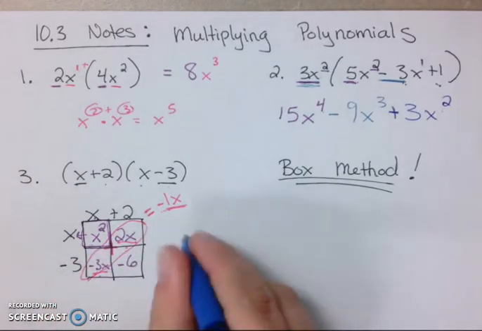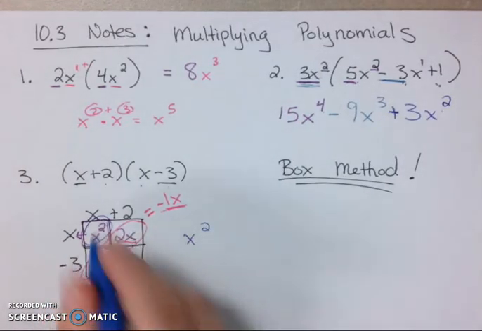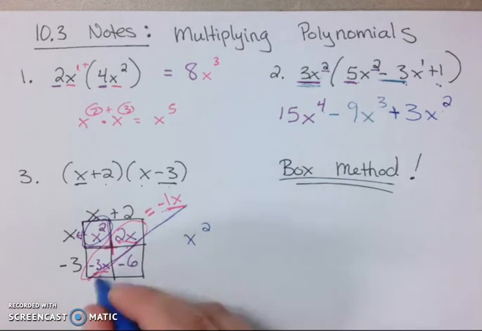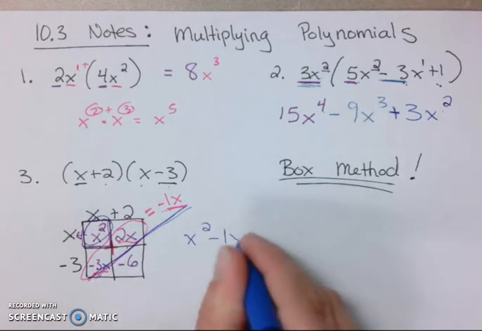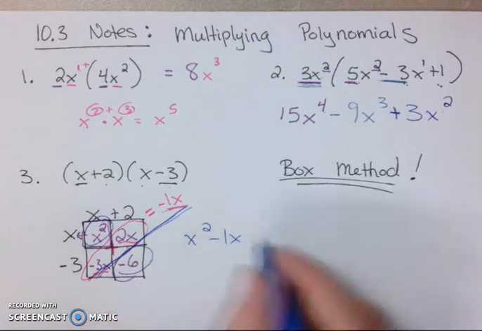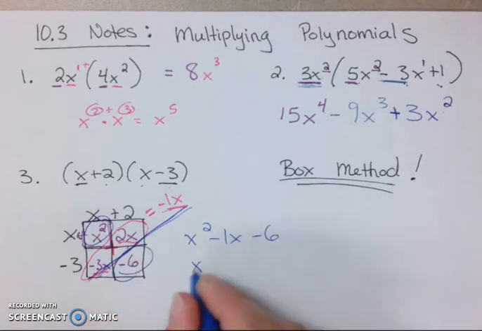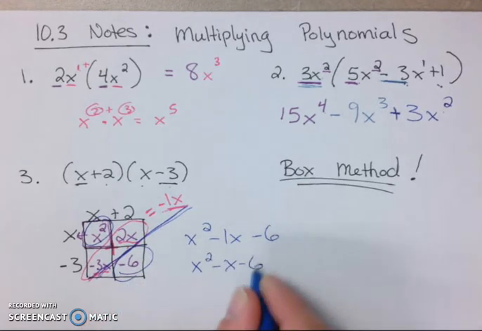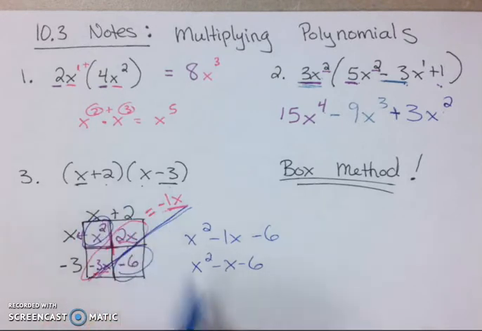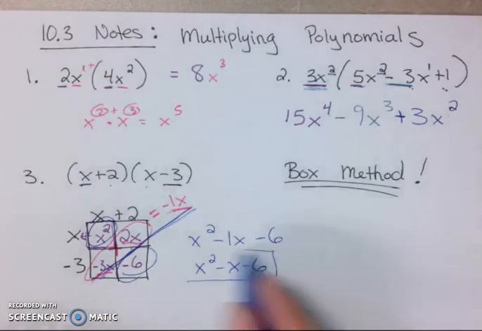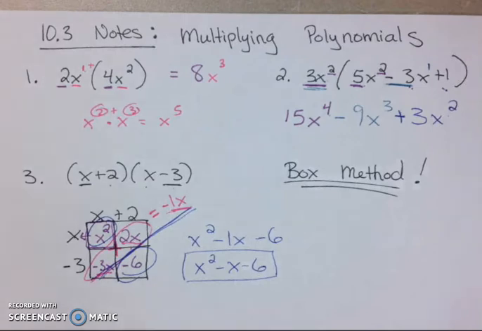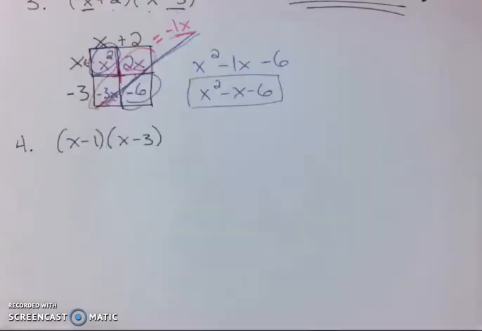So you have x squared. I got this answer. These both added up to negative 1x, and then minus 6. So when you multiply these two binomials, this would be your answer. That's how we use the box method. So let's do a few more examples.